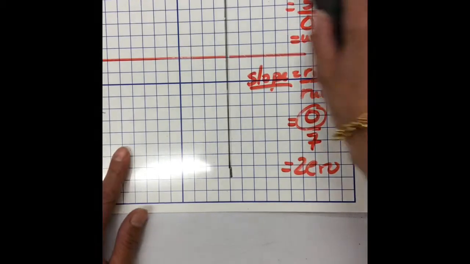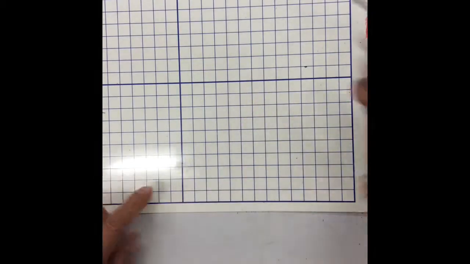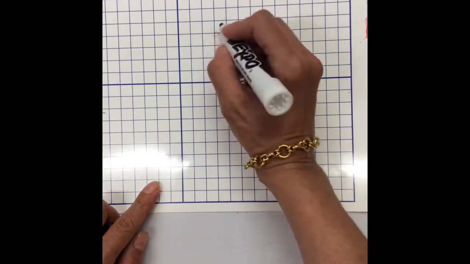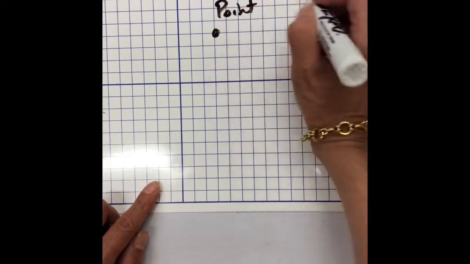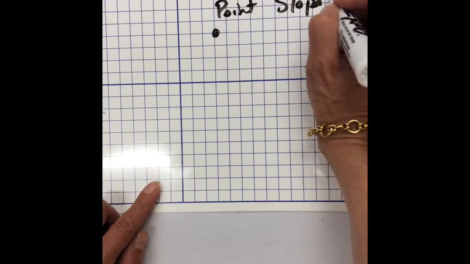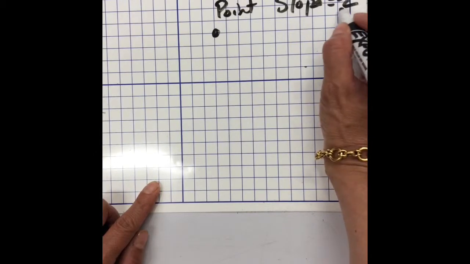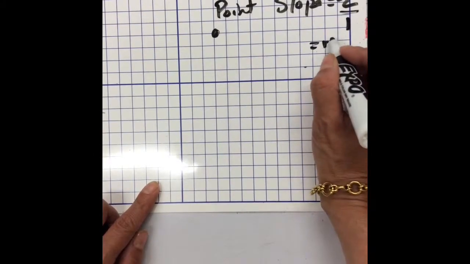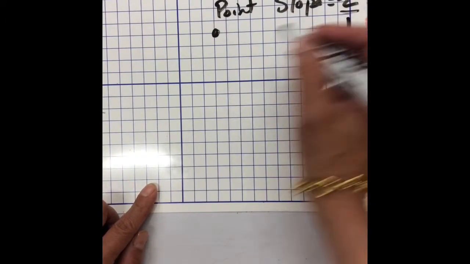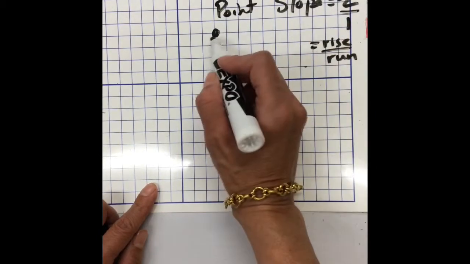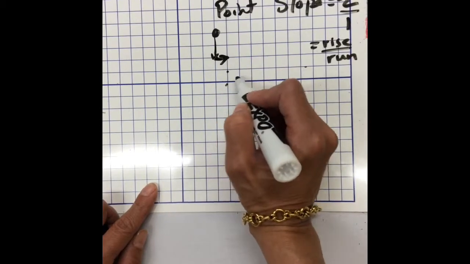Now, when you have a point, any point on the line, just take any point. Let's take this point here. And let's say we have a point and a slope equal to -2. So -2 means -2 over 1, which is a rise over run of -2 over 1. Because it's negative, I'm going to go down 1, 2, and then across 1. And then again, down 1, 2, and across 1.